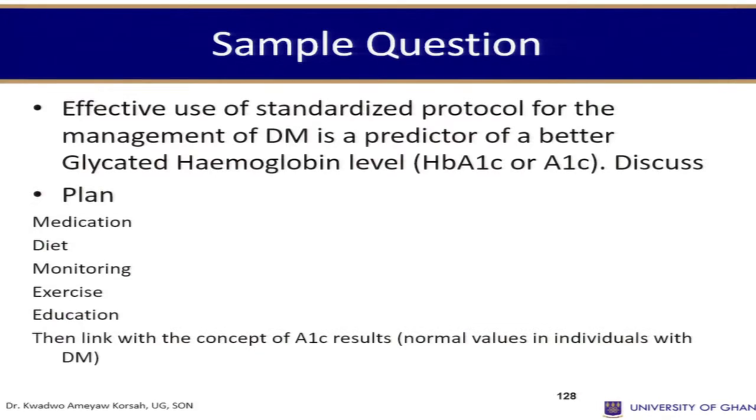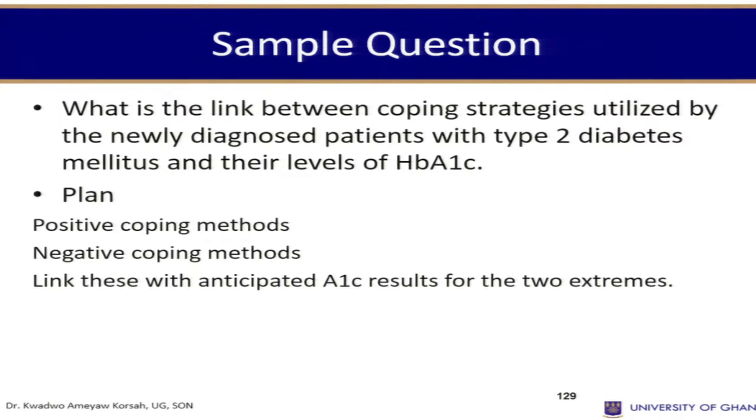And then I have a sample question here. Probably you can try your hands on it. For instance, effective use of standardized protocol for the management of diabetes mellitus is a predictor of a better glycated hemoglobin level, HbA1c or A1C. Discuss. And the plan to answer this question is you have to look at the medication, you have to look at the diet monitoring and the exercise education, and then link with the concept of A1C or HbA1c results, normal values, in individuals with diabetes mellitus.